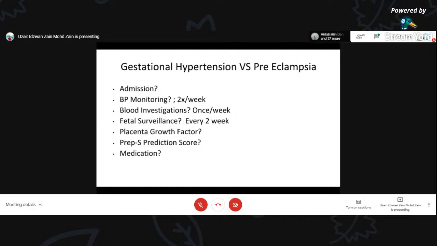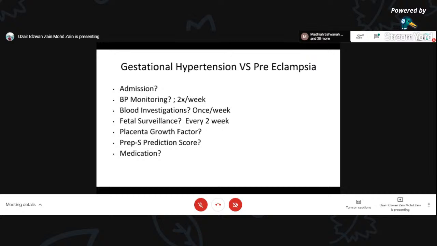Blood pressure monitoring is also different from gestational hypertension. If we have a preeclampsia patient in the community, they have to go to the klinik kesihatan at least 2 times a week for blood pressure monitoring. But for gestational hypertension, once a week is enough. For blood investigation, a preeclampsia patient requires at least once weekly tests, for example the renal profile, the albumin, and the liver function test. For the fetal surveillance I mentioned before, every 2 weeks they have to go to the nearest KK to do the ultrasound scan.